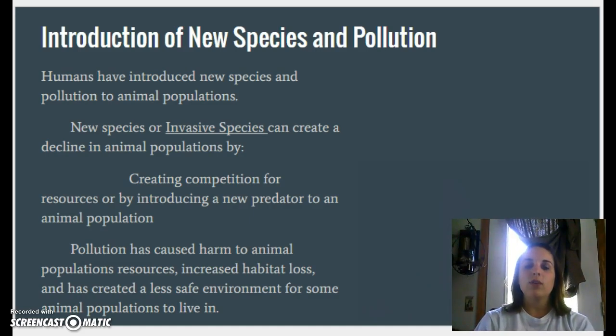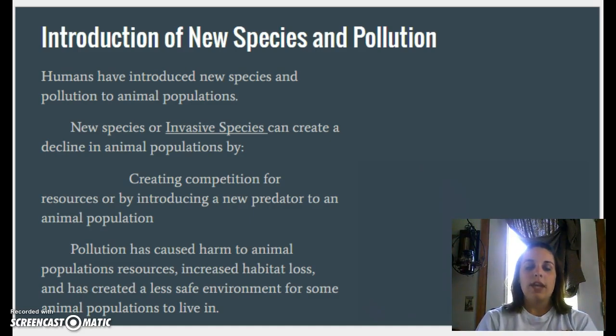Humans over time have introduced a lot of new species and pollution to animal populations, which has also led to a decline in population sizes. A new species can be an invasive species, and it can create a decline in the animal population by creating competition for resources, so maybe they eat the same food, or they are introduced as a new predator to the animal population. So if you have a new animal in the area, it could be a predator that wipes out another animal who had already been living there.